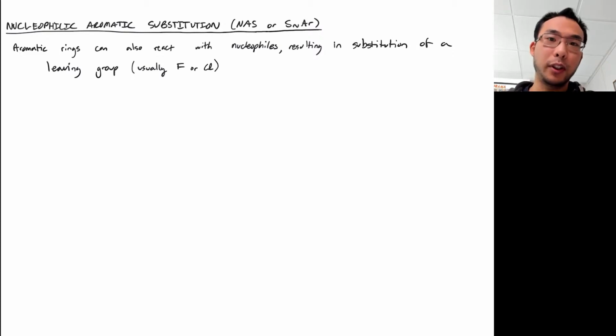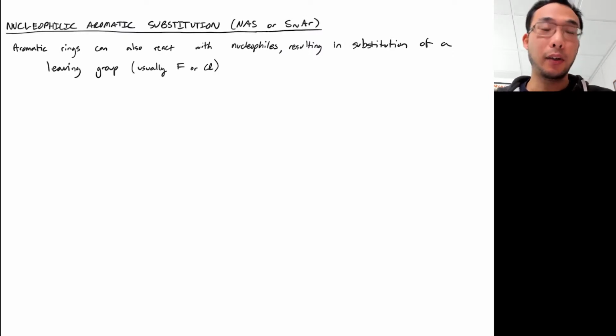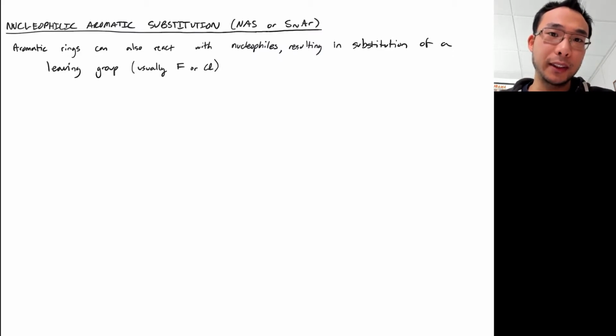In this video, we will learn about nucleophilic aromatic substitution reactions, often abbreviated as NAS, or also referred to as SNAr reactions. In NAS reactions, the aromatic ring is reacting with a nucleophile, so the aromatic ring is an electrophile, and that's the opposite of the case for EAS reactions, in which an aromatic ring is nucleophilic, reacting with electrophiles.